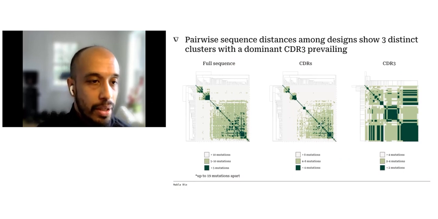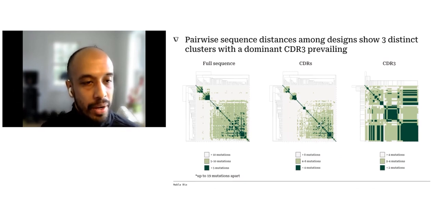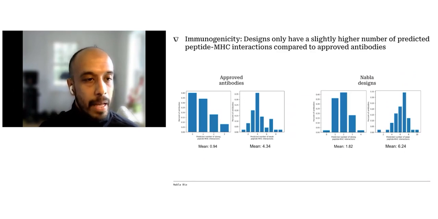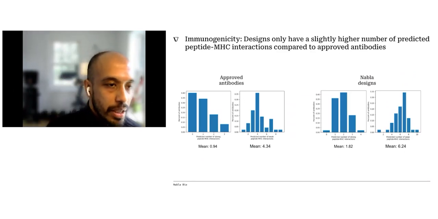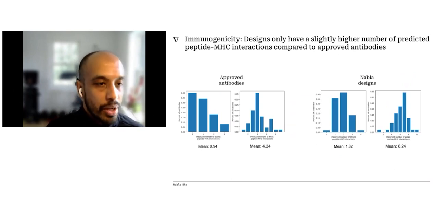In terms of sequence composition, what we saw was three distinct CDR clusters, and within each cluster a decent amount of diversity among the sequences. And we also looked at the immunogenicity, or at least a sequence-based measure of immunogenicity, for these designs. So if we look at NetMHCpan predictions of weak peptide MHC interactions or strong peptide MHC interactions among clinical stage approved antibodies, we saw that our designs had slightly worse scores than that of approved antibodies.